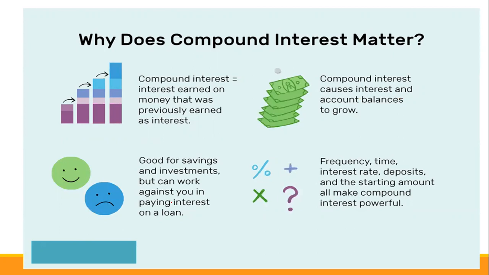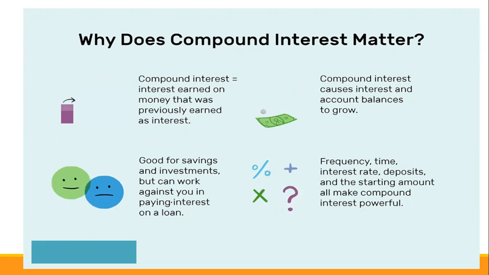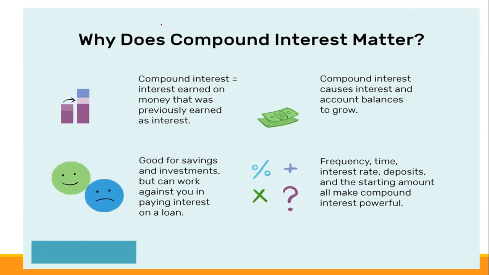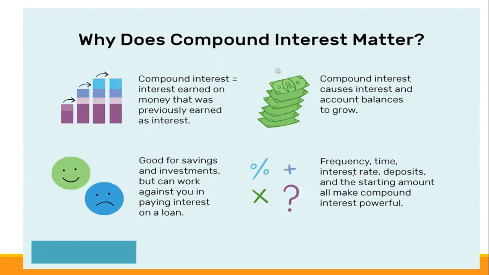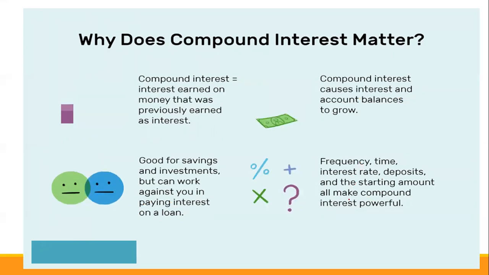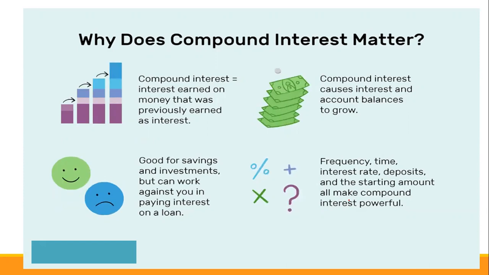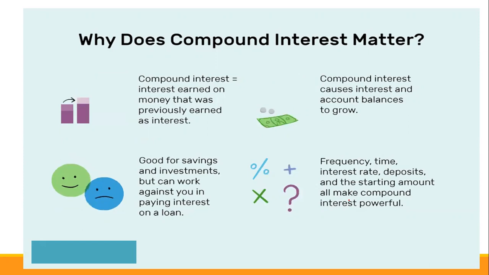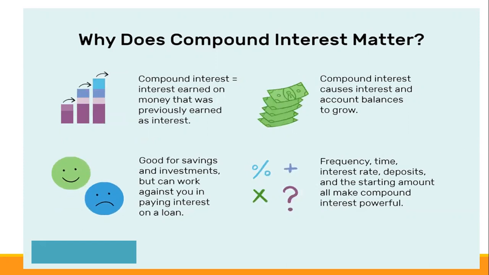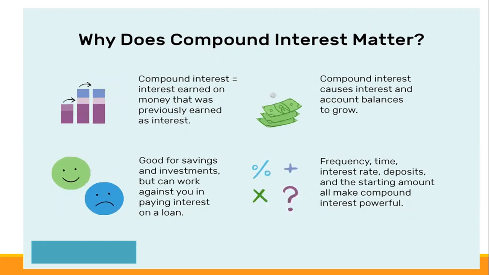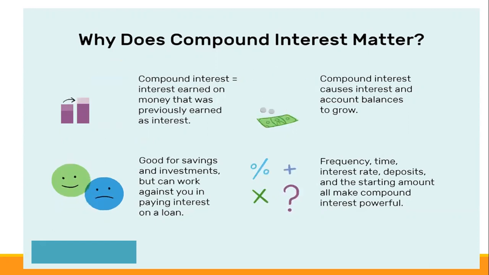What can work against you is paying interest on a loan. Even if you deposit money, if you also take out a loan, interest will come back to you as a cost. Frequency, time, interest rate, deposits, and the starting amount all make compound interest powerful. That's why compound interest matters. So compound interest is important, and we should be wise in depositing our money in banks.